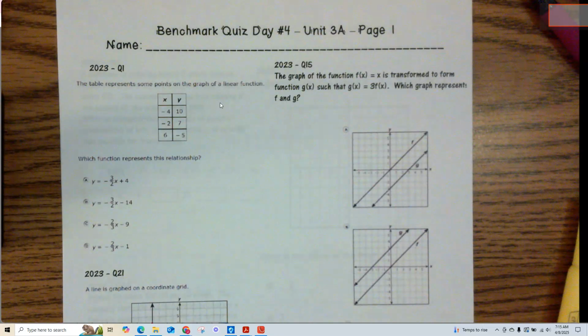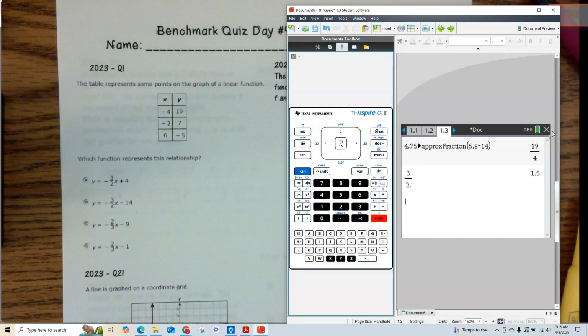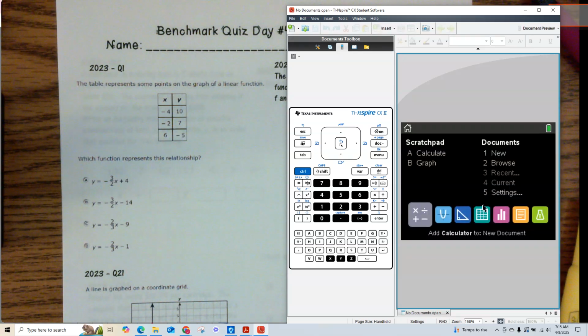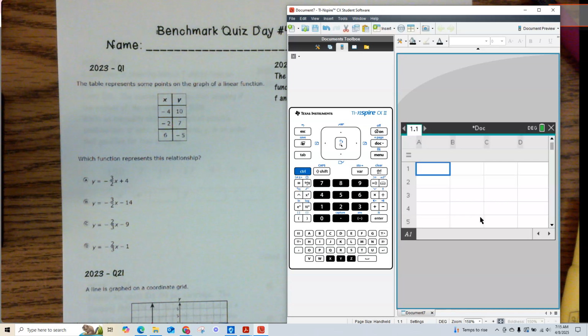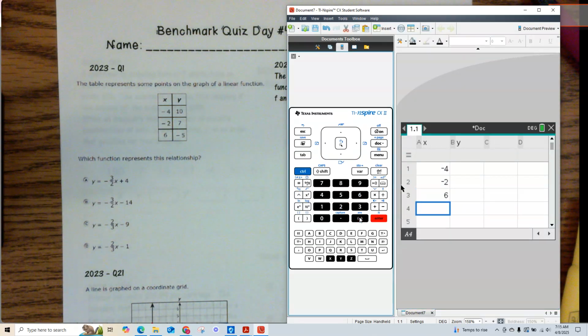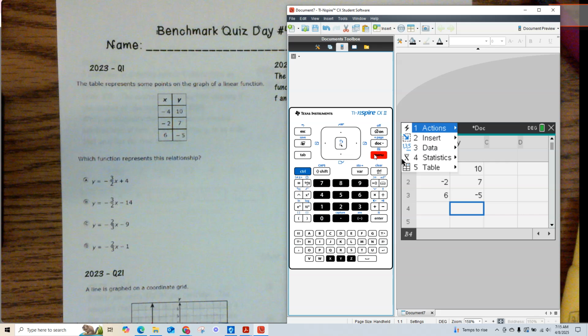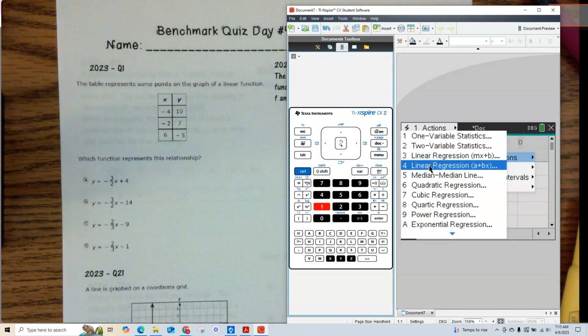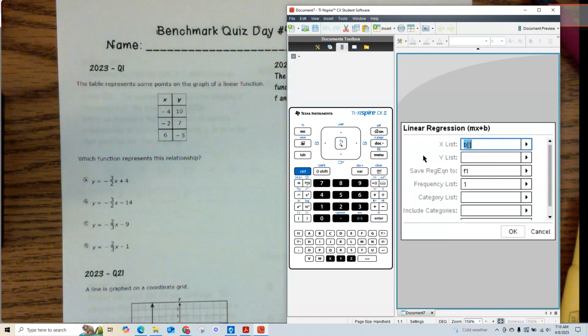The table represents some points on the graph of a linear function. Which function represents this relationship? Anytime they give you a table and they want the equation, do linear regression. So right here on your home screen, the green box, lists and spreadsheets, we're going to put an X next to the A, a Y next to the B, and we're going to type our values in. So the X's go underneath the X, the Y's go underneath the Y, and then menu 4, 1, and then linear regression is 3. We want this one.